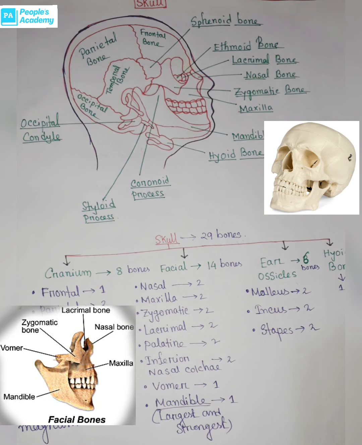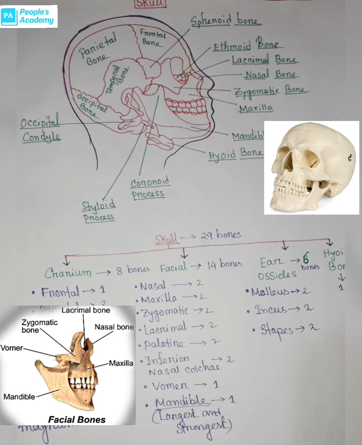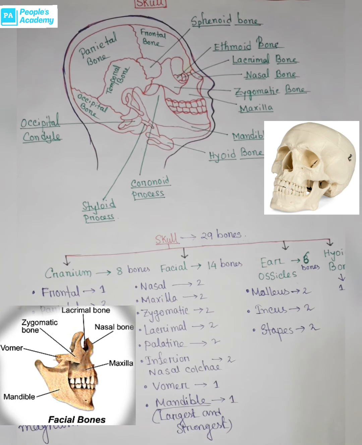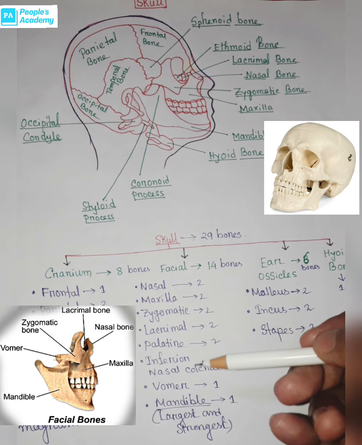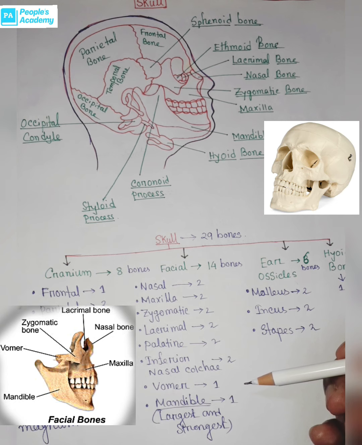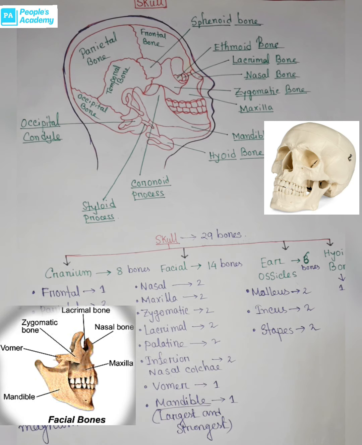Now coming to the zygomatic bone. You can call it the prominence of the cheek. Next is the lacrimal bone, where the lacrimal sac is present. Next is the palatine. And next is the inferior nasal concha, which forms part of the inferior lateral wall of the nasal cavity. Next is the vomer, and the last is the mandible.